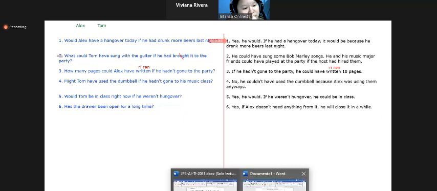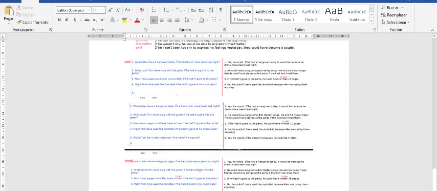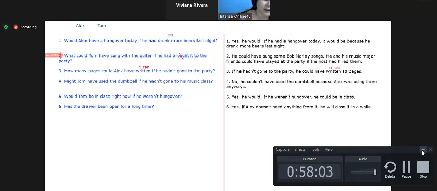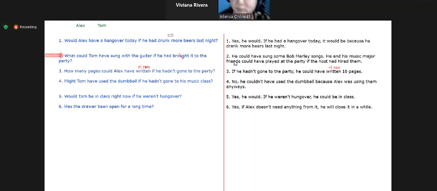What could Tom have done with the guitar if he had brought it to the party? He could have sung some Bob Marley songs. He and his music major friends could have played at the party if the host had hired them.